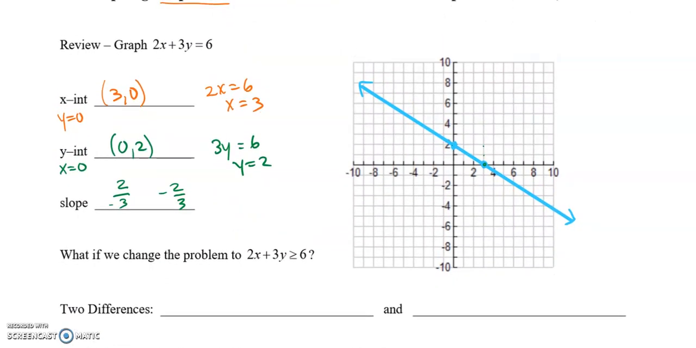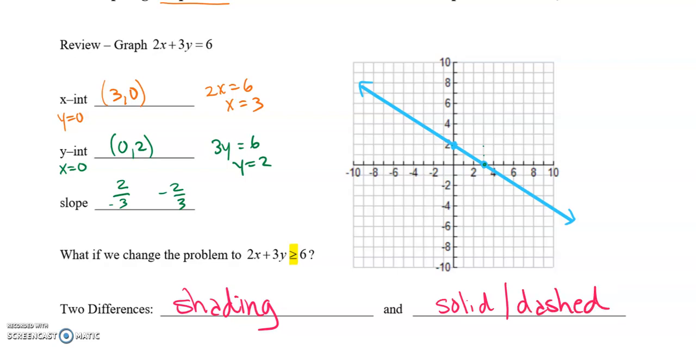So what happens when we change it to an inequality? So instead of equaling 6, now I am greater than or equal to 6. So the line, the equal to part, will stay exactly the same. The difference will be the greater than. The greater than involves shading. So one thing that's going to be different is we have to decide where to shade. The second thing is we will have to decide solid or dashed for the line. If it's equal to, will be solid. If it's not equal to, will be dashed.